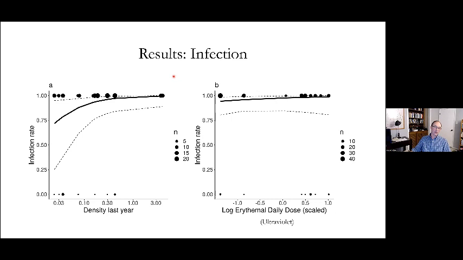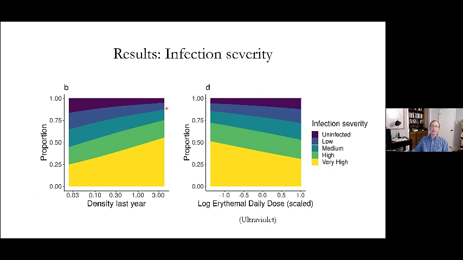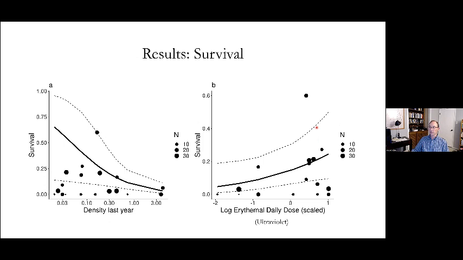However, if we look at the severity of infection, how many virus particles were present, we found that there was again a very strong effect of the previous density of caterpillars, this delayed density dependent effect. And then there was also a strong effect of the amount of UV radiation. Basically, higher radiation led to lower infection severities. So what we expect to happen, and we observed, is higher survival of caterpillars at low densities the previous year of caterpillars and high UV radiation exposure. So sites like our more Southern California sites that have higher UV radiation should have a higher survival of caterpillars.